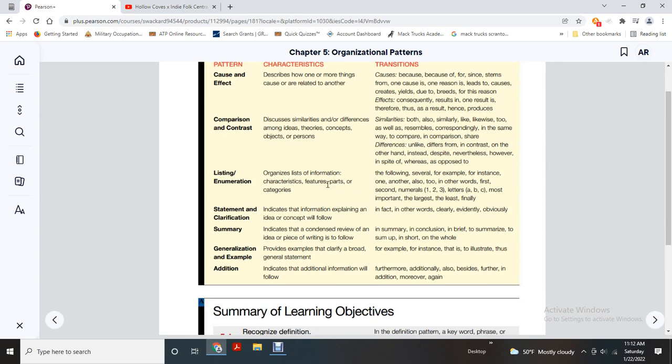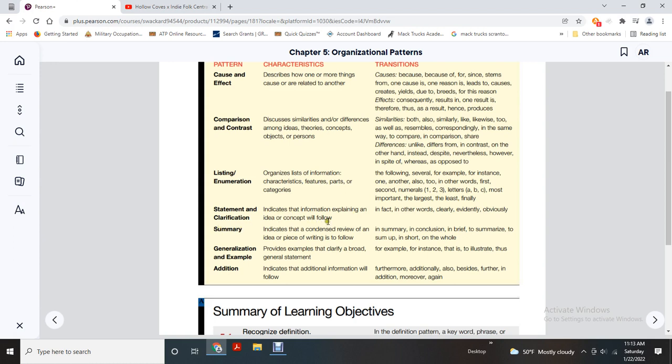Listing and enumeration organizes information, characteristics, features, and parts of categories. Transitions: following, several, for example, for instance, one another, also, in other words, first, second, numerals 1, 2, 3, letters A, B, C, most important, largest, least, and finally. Statement clarification indicates that information will be explained with the idea or concept that follows: in fact, in other words, clearly, evident, and obviously.